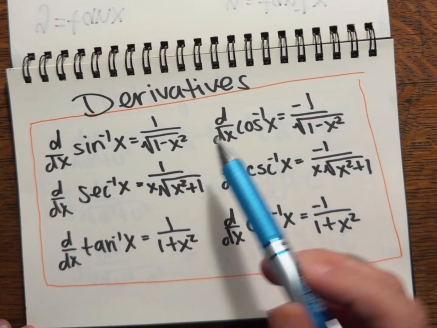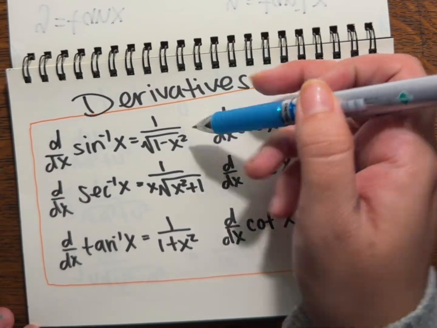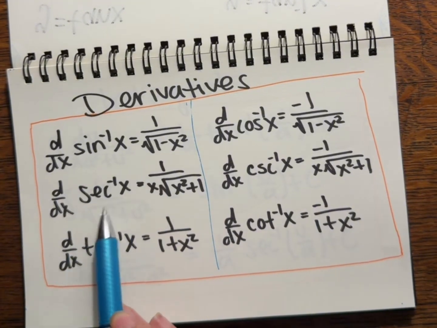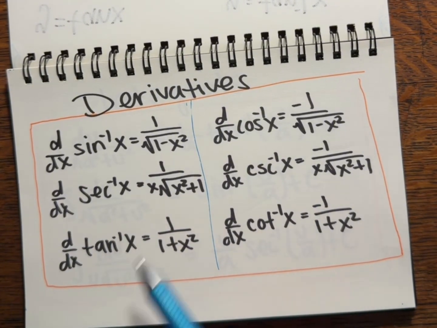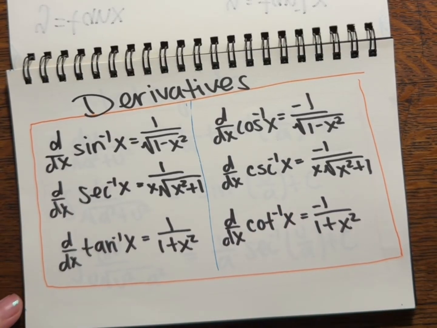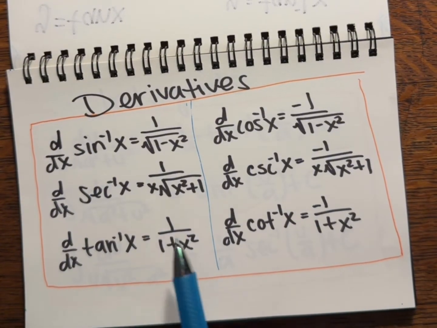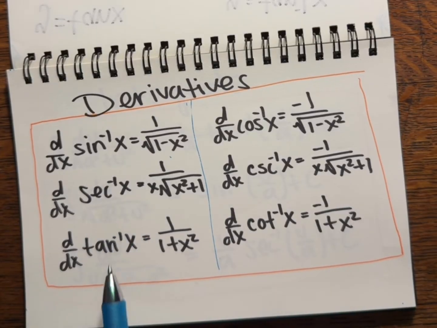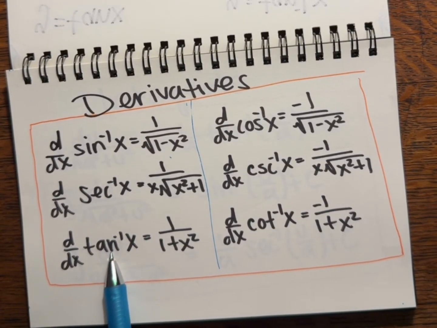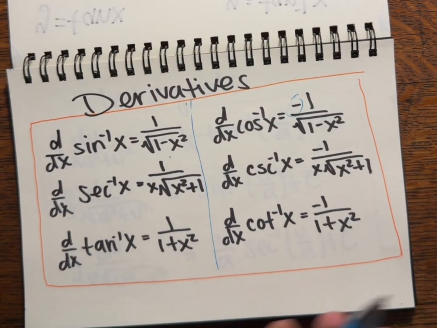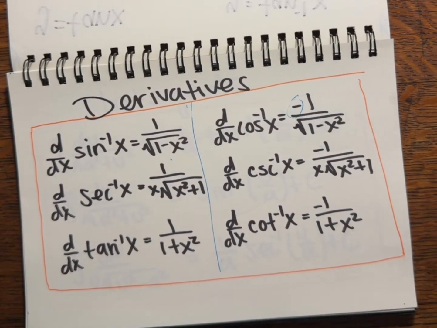So I would recommend memorizing these three on this side: the derivatives of inverse sine, secant, and tan, because their cofunctions are the same, just with an added negative, right? So these are important to memorize.